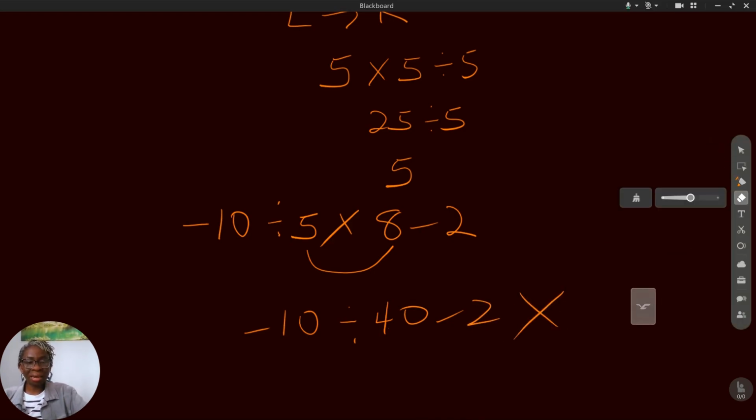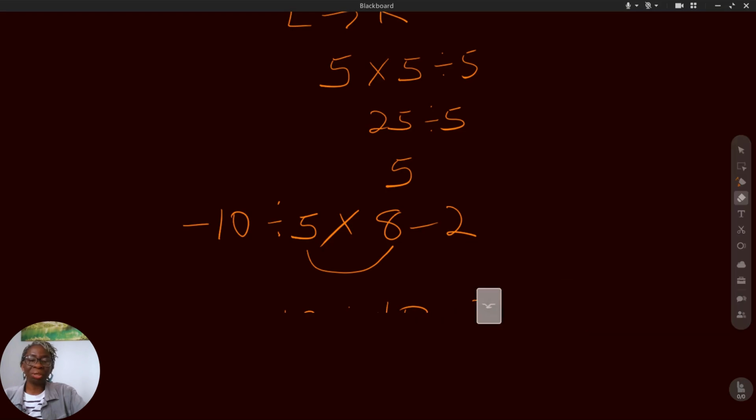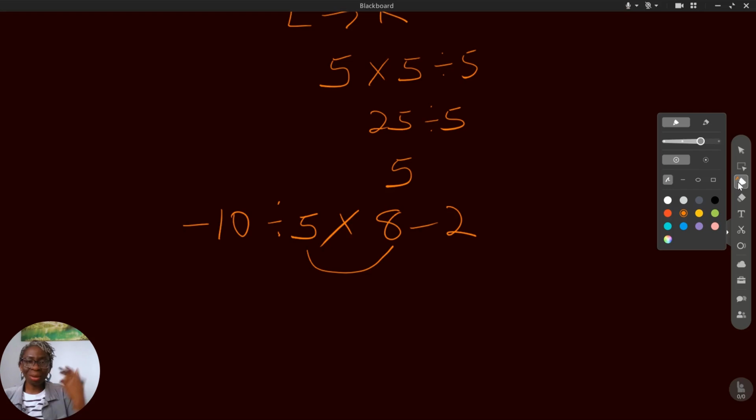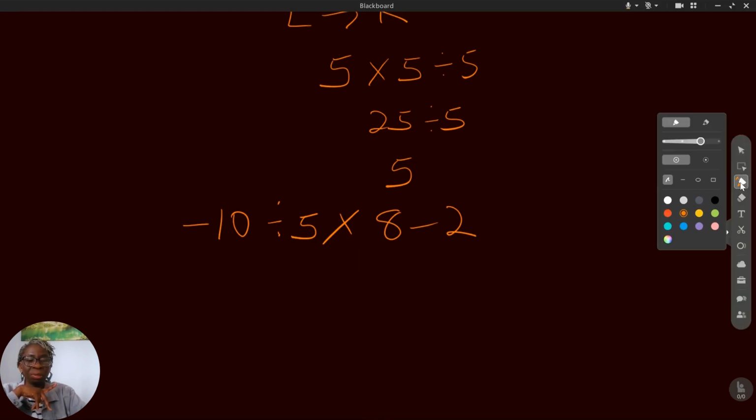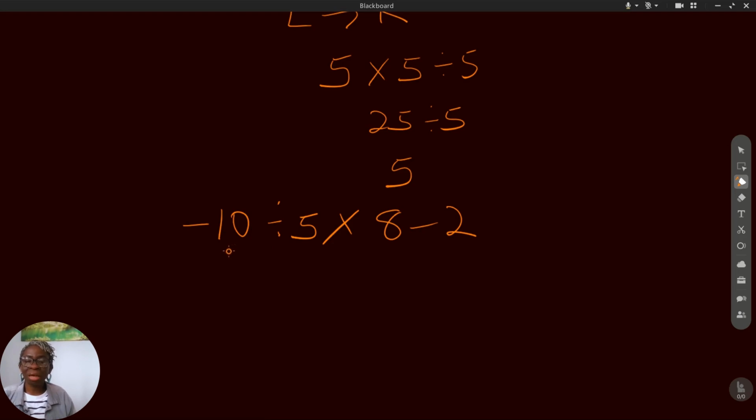As I said earlier, whenever you have multiplication and division in the same question, make sure you solve from left to right. So now let's solve from left to right. That means we will be dividing before we multiply, since division appears before multiplication. So that means we have -10 divided by 5. So this will become -2, then times 8, then -2.